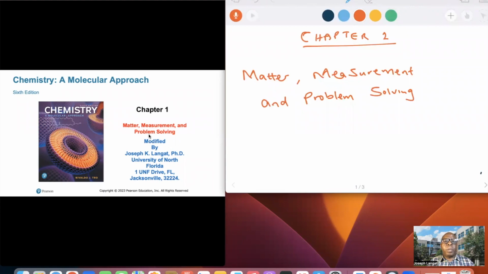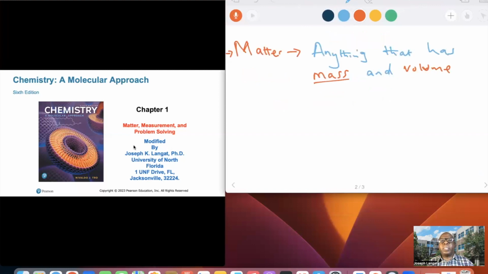Chapter 1 is on matter, measurement, and problem solving. I know the terms are not new to you. You may have covered them in introduction to chemistry if you took the course before. However, I want to quickly break down the terms used in our title for chapter 1: matter, measurement, and problem solving. By the end of chapter 1, you should be able to define what matter is, what measurement is, and be well-rounded in problem solving.